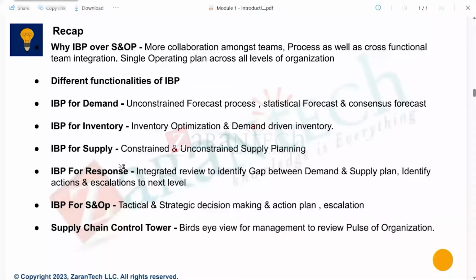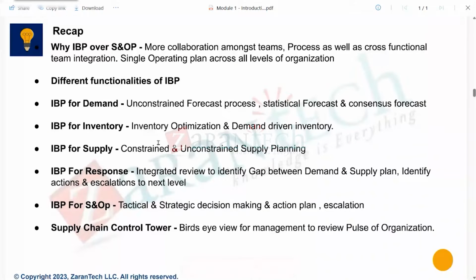Finally, the supply chain control tower. This is the team of the top management who always have a bird's-eye view, and they do the management review. Sitting at the management level, they understand the pulse of the organization and how the organization is functioning. In case of any investment needs, these are the teams who authorize and invest into the business. So this is, in a nutshell, how IBP is working.